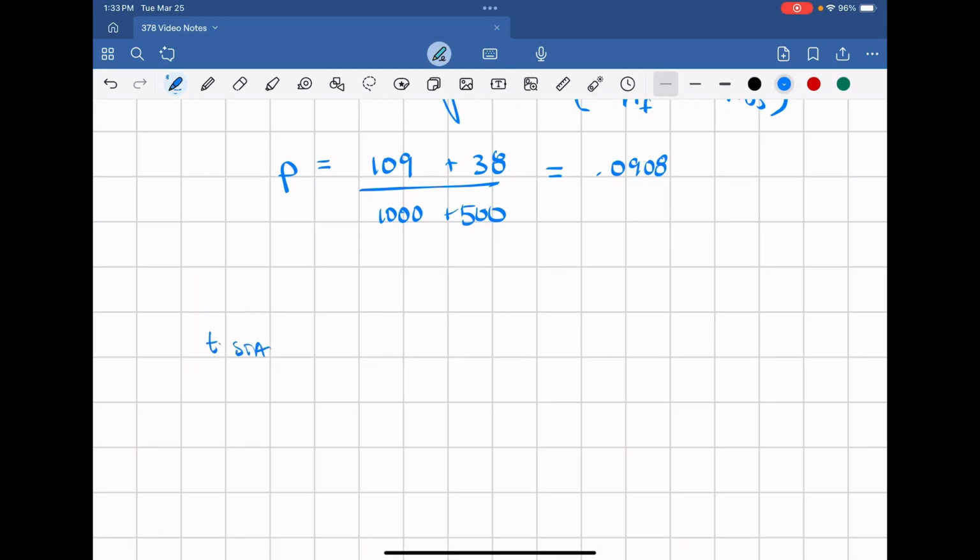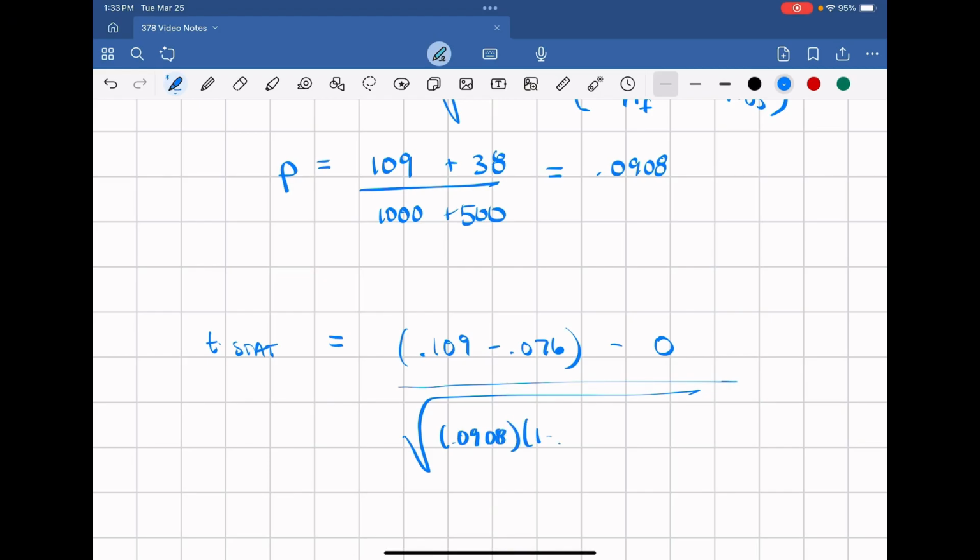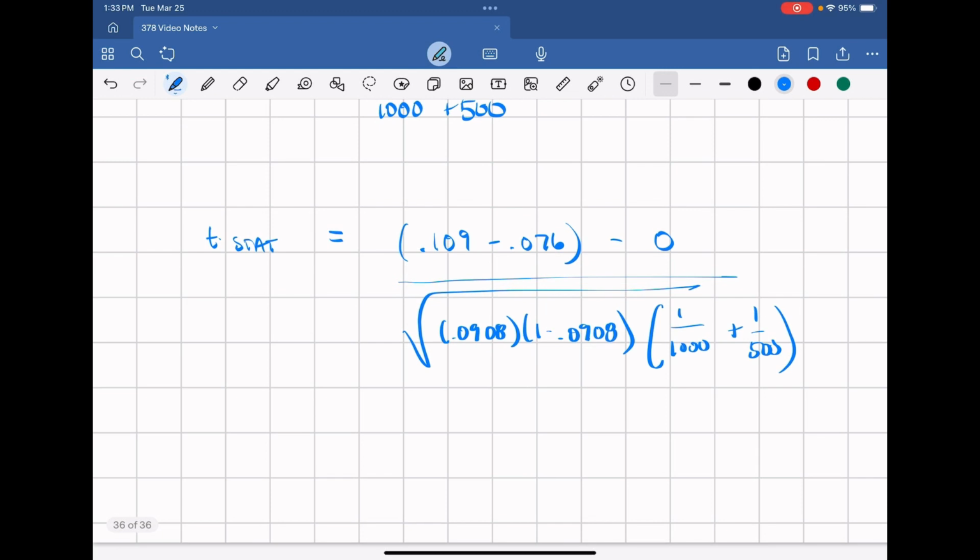Now we can go back to our test statistic. T-stat is equal to 0.109 minus 0.076 minus 0. This is from our null hypothesis saying that they're the same. Divided by the square root of 0.0908 times 1 minus 0.0908 times 1 over 1,000 plus 1 over 500. And I can calculate this, and that would be 2.10.